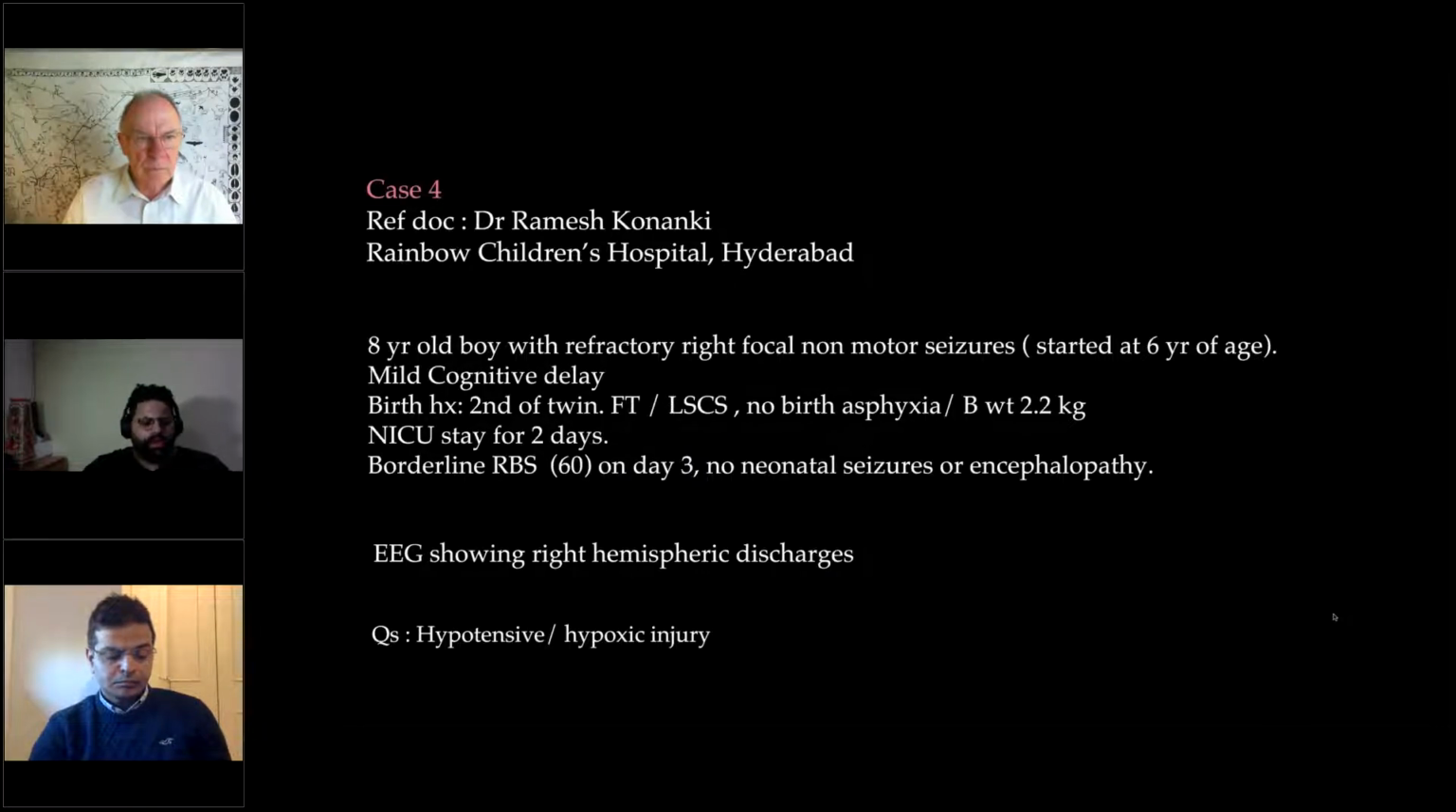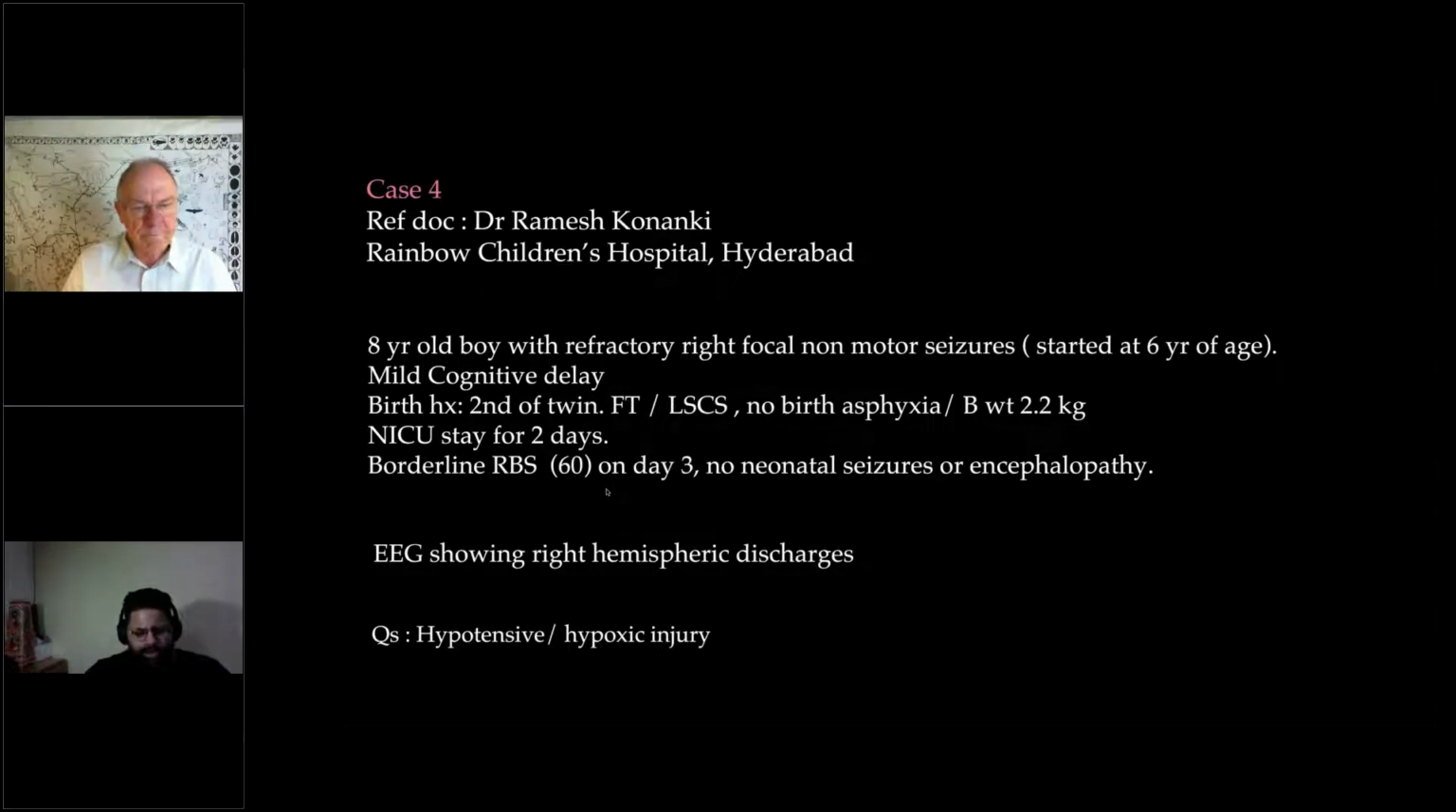Case 4 is from Dr. Ramesh. Surbi, are you here? Okay, so it's an 8-year-old boy with refractory right focal non-motor seizures, started at the age of 6 years. There's mild cognitive delay. Birth history: the child is the second of a twin pregnancy, full term with no birth asphyxia. There was an NICU stay for 2 days, borderline hypoglycemia on day 3, and no neonatal seizures or encephalopathy.